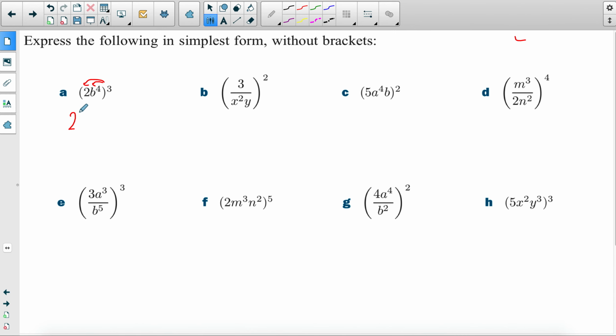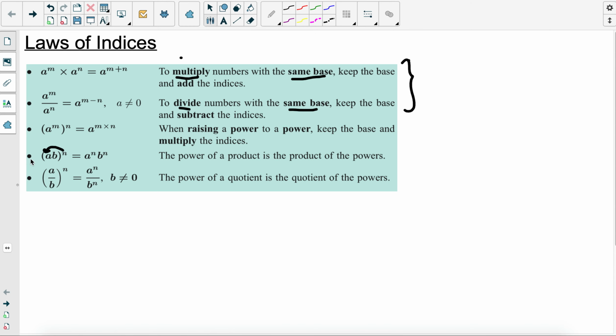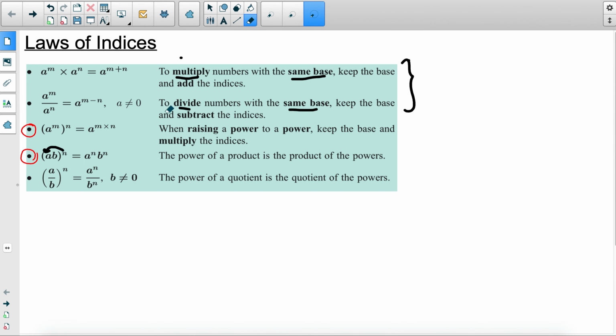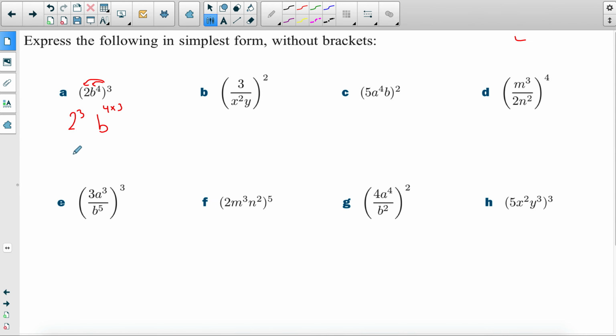It's going to be 2 to the power of 3 multiplied by b to the power of, well, I need to multiply these powers, so 4 times 3. So in this case, I'm using this rule and this rule. You will have to use a combination of a couple of rules. It's going to be 8 and then b to the power of 12. You are expected to simplify these, so there are some powers that you typically should remember. One of them is 2 to the power of 3 being 8.